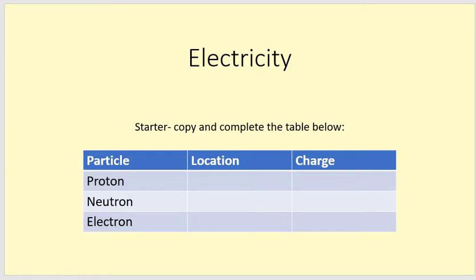So we've got a starter on the first slide here, which is a quick bit of revision. I'm sure you'll all be amazing at it. Just draw the table, write down the particles and their location, where they're found in the atom, and what their charge is. Remember, I'm sure I don't need to tell you, but I will anyway. You can pause the video while you do this.